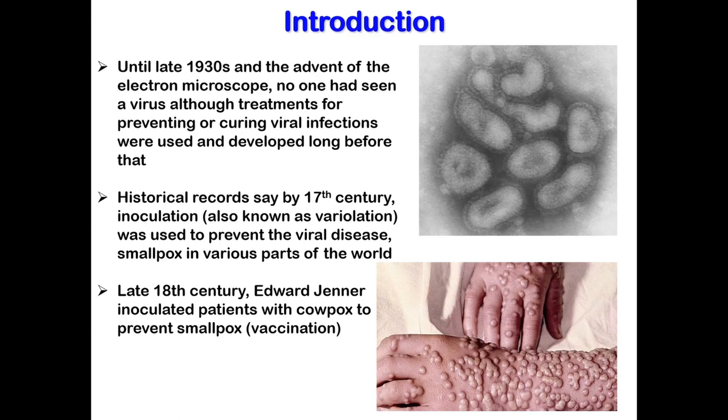However, methods for the prevention and treatment of viral diseases occurred a long time before they were actually seen under the microscope. In fact, historical records say by the 17th century, inoculation, also known as variolation, was used to prevent the viral disease smallpox in various parts of the world.